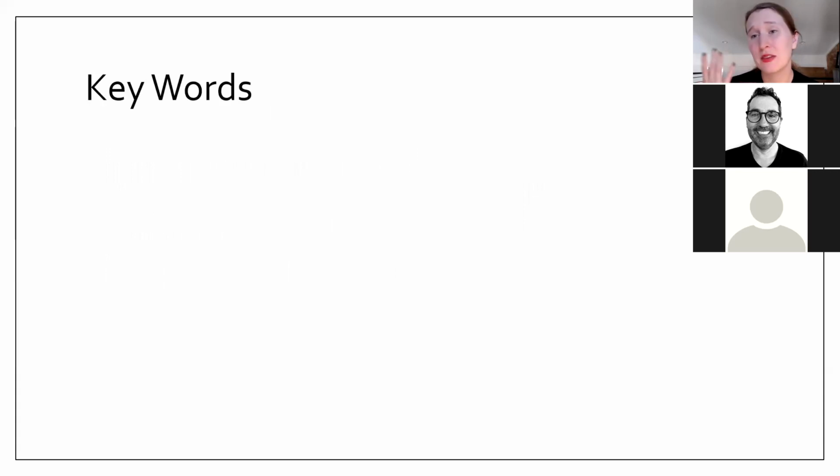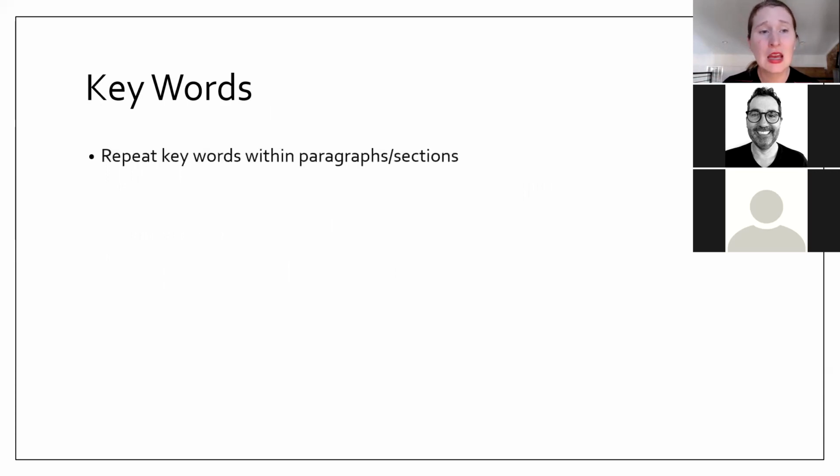Okay. All right, so some keywords. When you're writing, you're going to have a main topic, and that main topic is going to have some keywords that are attached to it. So you can repeat keywords within paragraphs and sections. Many times students are trying to avoid repeating the same word over and over because they've been told not to be redundant, that they should add more interest in their word choice.